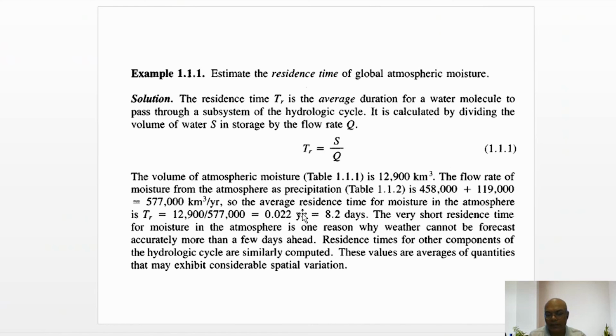So what is the significance of this 8.2 days? This 8.2 days governs the weather pattern. The rainfall or storm, etc., are governed by the amount of time spent by the water molecule in the atmosphere. Therefore, our weather forecasting methods can only forecast accurately up to 8.2 days, and after 8.2 days they can predict, but the prediction is not accurate.